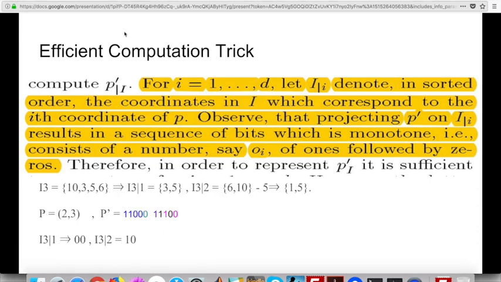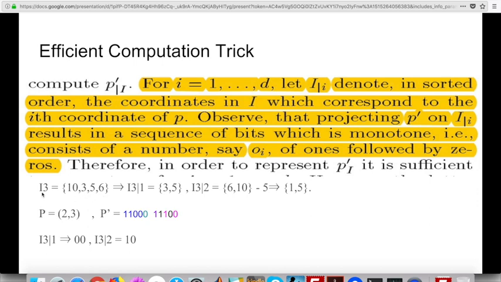To understand this computation trick, it's important to observe that projecting B dash on I_i results in a sequence of bits which is monotone, meaning that it consists of a number of ones followed by zeros. The number of ones can be 0, ones followed by a set of zeros, but it has to be always ones and then zeros. There is no chance that the projection will become zeros followed by ones. So let's give an example to make this concrete.